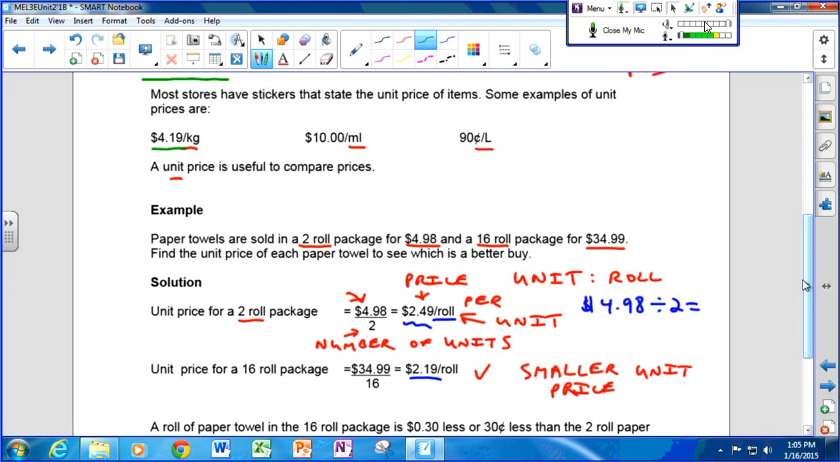When you go into some stores, they have the unit price written on the shelf, and over the years, I've learned to be pretty skeptical of those prices.